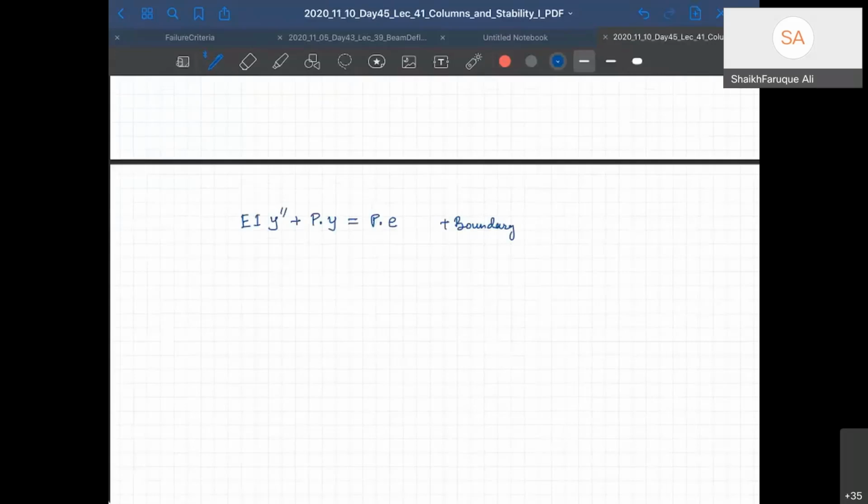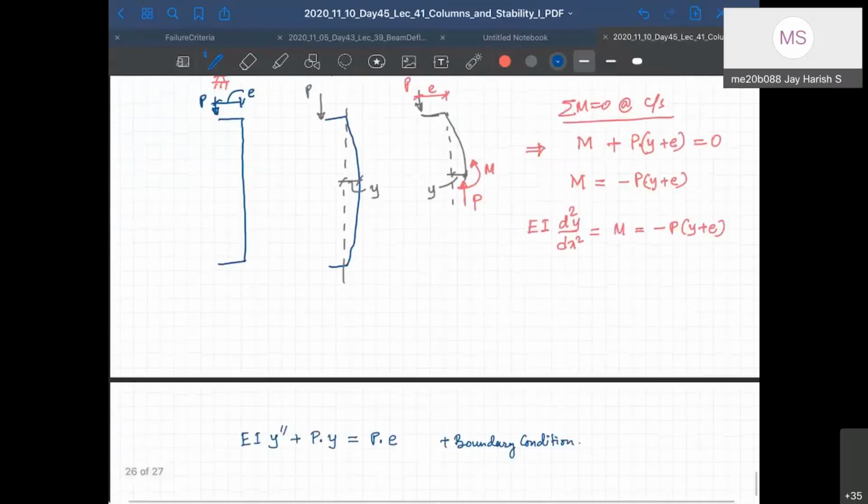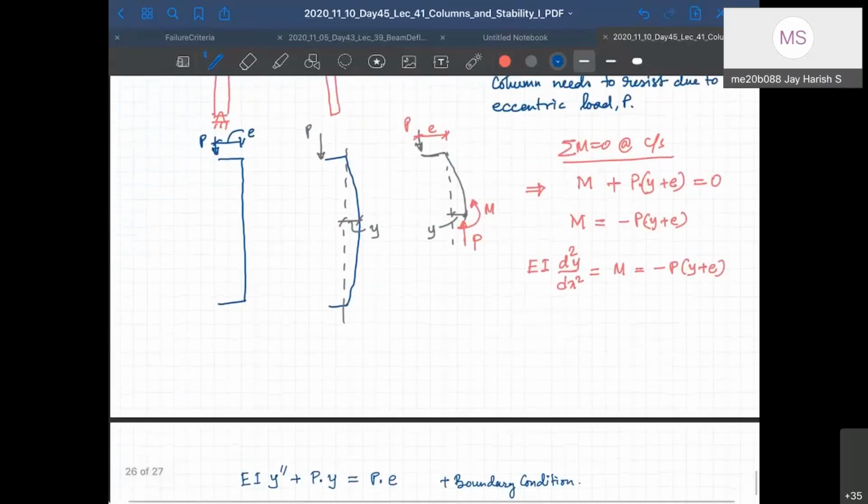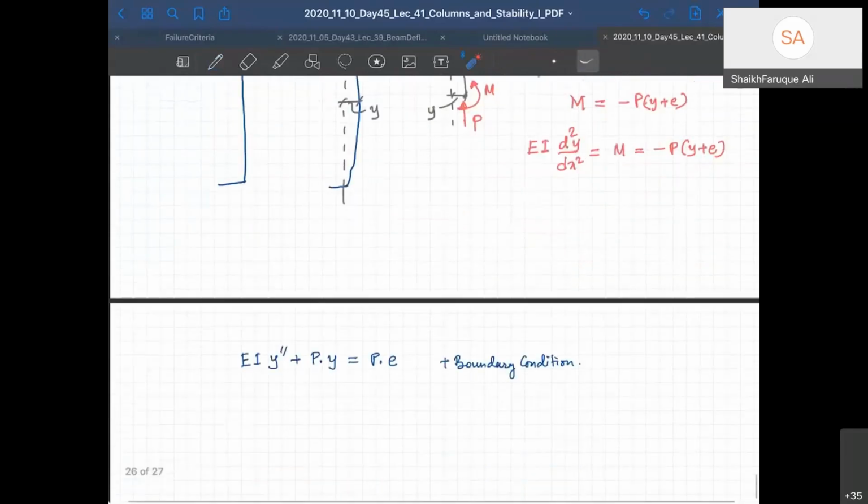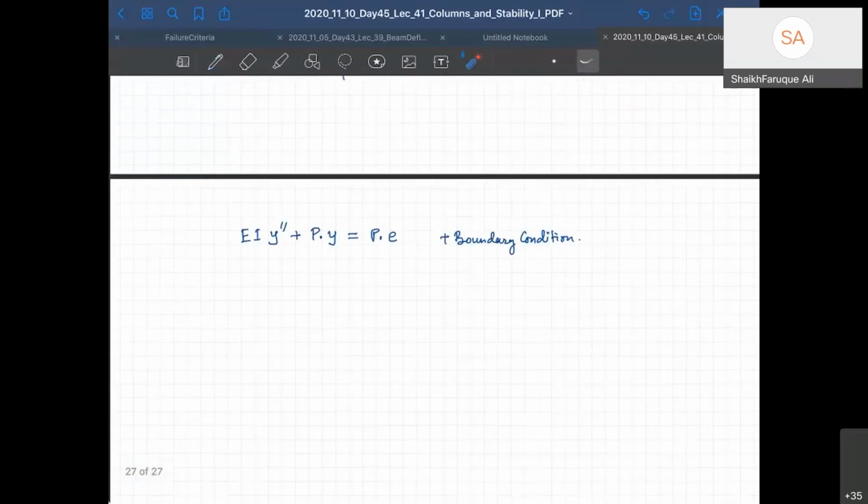Minus of P, because RHS. Yeah, minus P. Yeah, then the last line that you wrote. Yeah, I wrote minus of P into (Y plus E). Last line of the next page. This line. Okay.